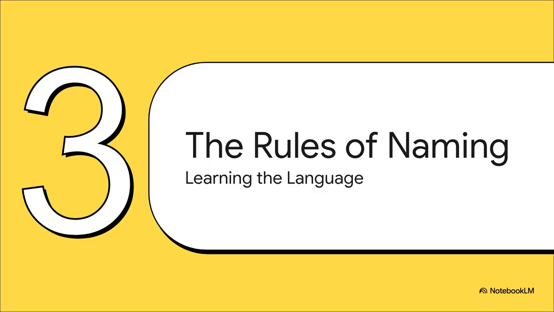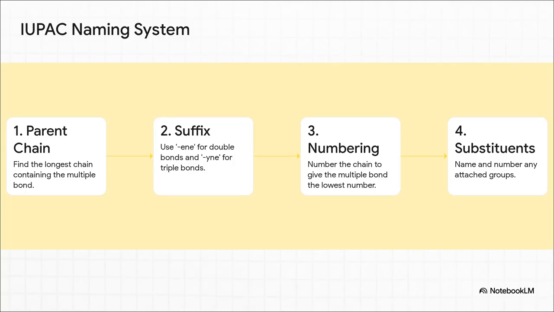Okay, so how on earth do chemists come up with names like ethene and ethine? You can actually think of it like learning a new language. Once you get the grammar down, you can basically read and write any molecular structure you see. Thankfully, there's a system. The International Union of Pure and Applied Chemistry, we just call it IUPAC for short, gives us these 4 really clear steps. It's basically this. Find the longest carbon chain that has the double or triple bond, number it so that bond gets the lowest number possible, and then just name anything that's branching off.